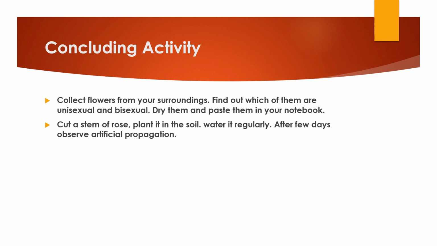The second one is, cut a stem of rose, plant it in the soil, and water it regularly. After a few days, you will observe artificial propagation in that. So after observing the result, you have to discuss that in your class.